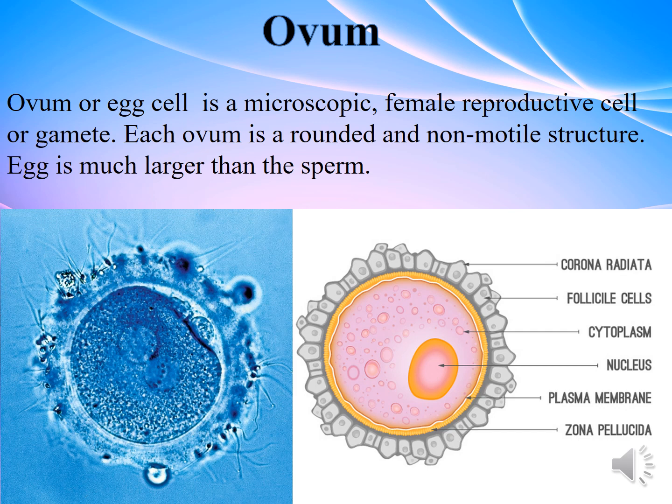Ovum or egg cell is a microscopic female reproductive cell or gamete. Each ovum is a rounded and non-motile structure. Non-motile means not moving. Egg is much larger than sperm.